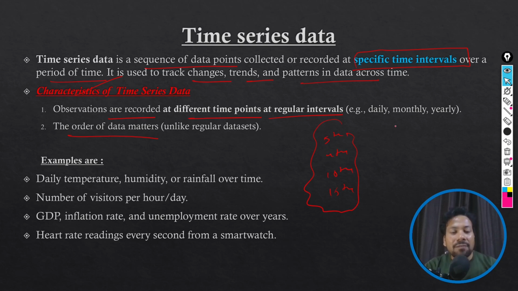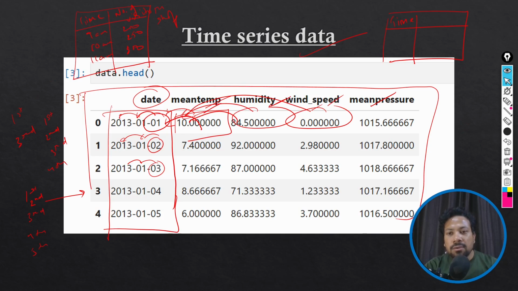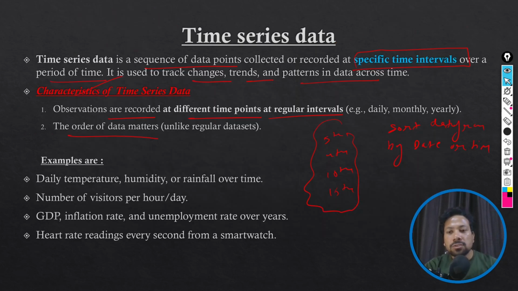So you always have to sort your data frame by date or by time, right? Like here I have sorted my data according to date. It is going from the start of the month to the end of the month. So the order of the data definitely matters here.